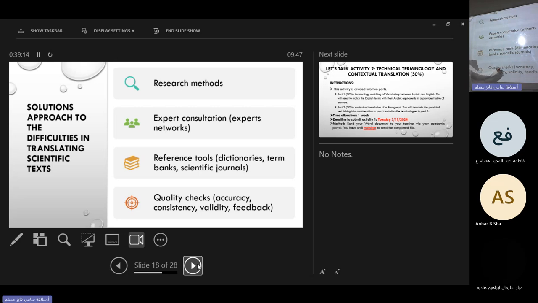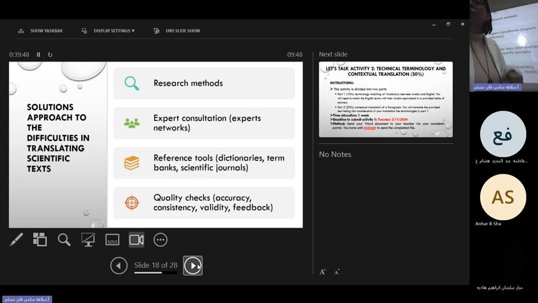And at the end, they need to do what is called a quality check, to check for accuracy, consistency, validity, and all feedback taken from other people, in order to be sure 100% that what they translated is correct and accepted. With this, we're done with Unit 4, Part 2 of this text.